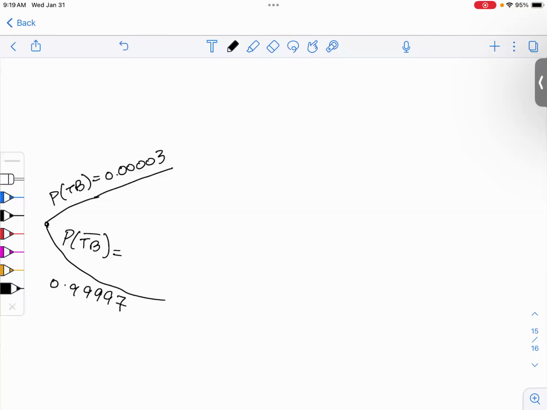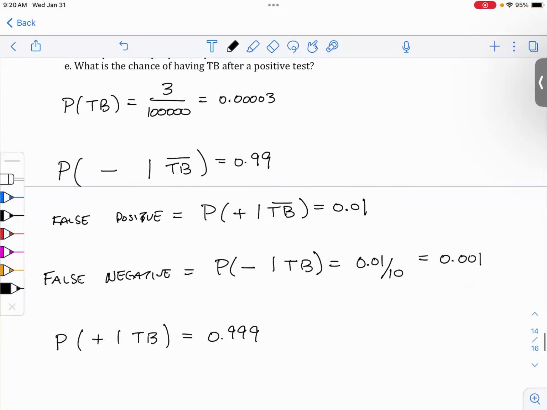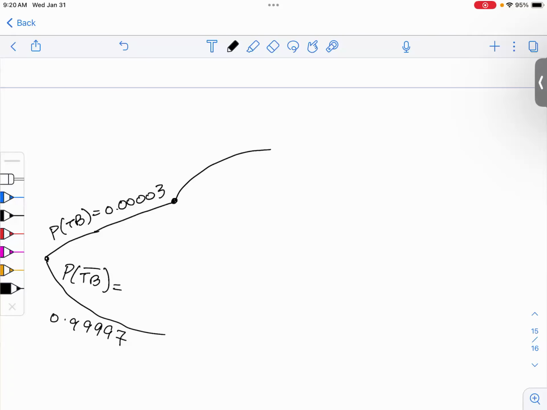Contextually, most of the time we round to 4 decimals, but if the problem demands it, you need to go to more decimals. And then we use all the information we identified above. Negative given no TB, positive given no TB, negative given TB, and positive given TB. So probability positive given TB, 0.999. Probability negative given TB, which is our false negative, 0.001.